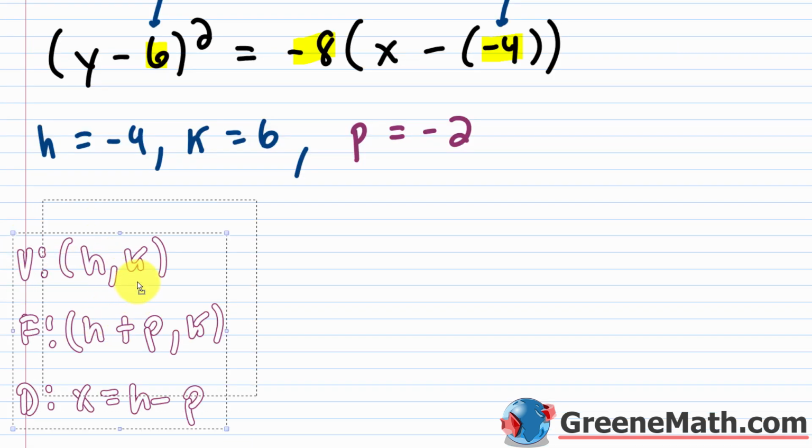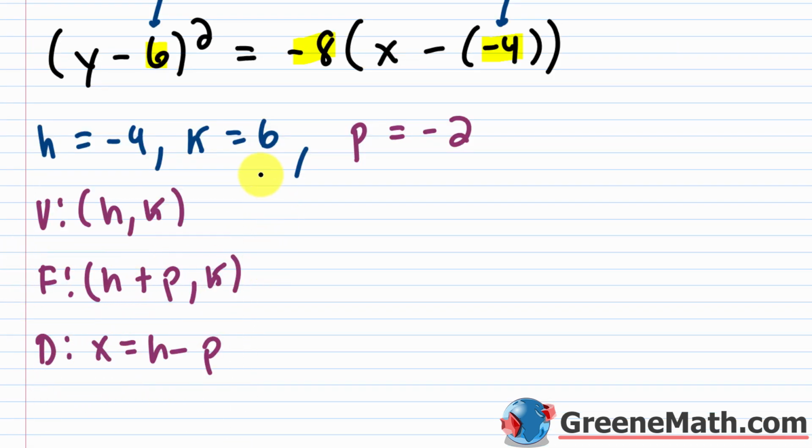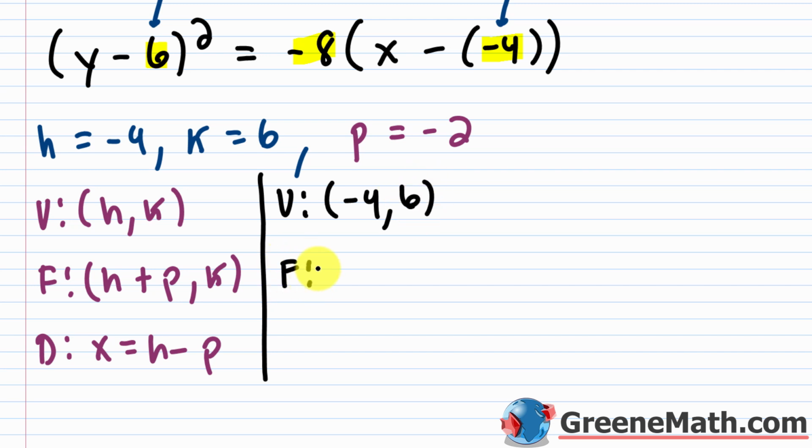All right, let me paste this in right here, and I'll put a little border for us. So the vertex is going to occur at h comma k. H is negative 4 and k is positive 6. For the focus, remember, this p right here is the directed distance from the vertex to the focus. This is a horizontal parabola, and because this is negative, it opens to the left. So that means we're traveling from the vertex 2 units to the left to get to the focus.